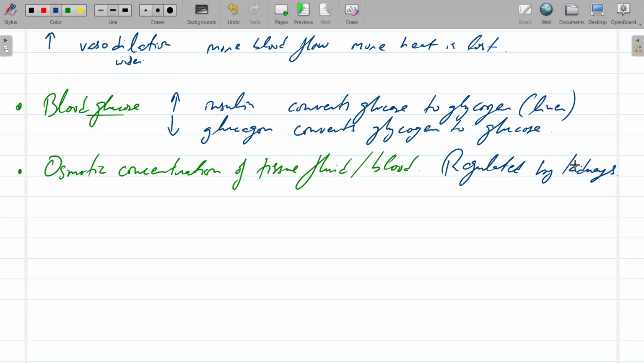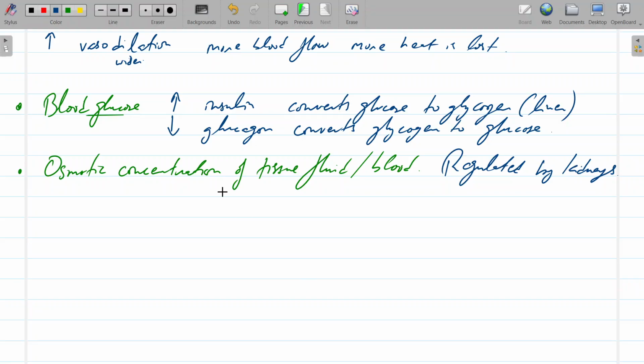Right, and you already saw if there's more water in the body than is needed, then more urine is formed. Dilute urine is formed because more water is removed from the body. And if the body needs water, then less urine is formed. The water is held in the body to keep things normal.